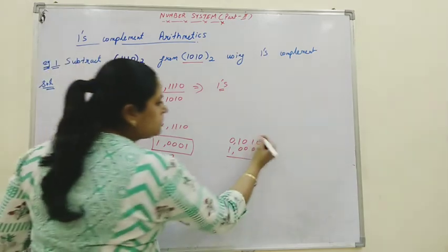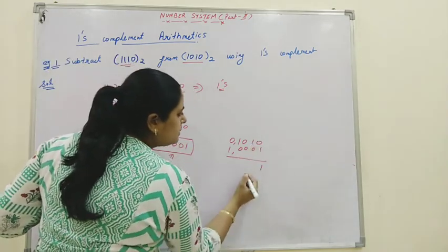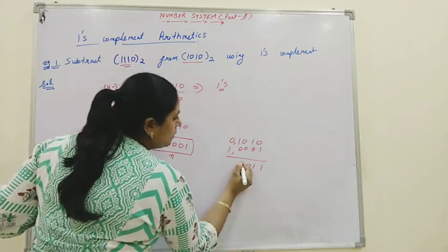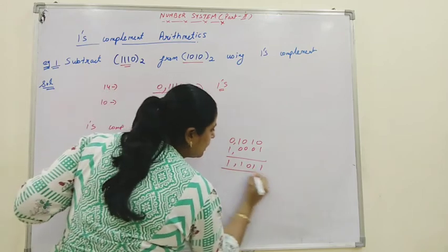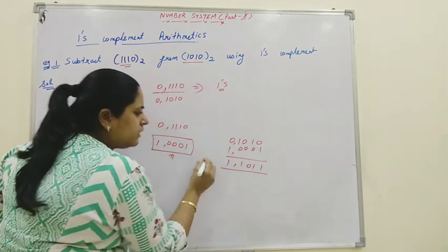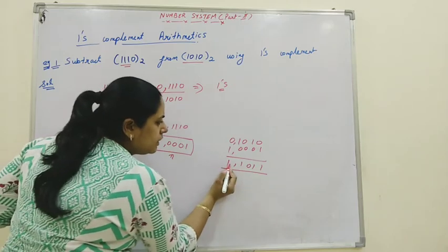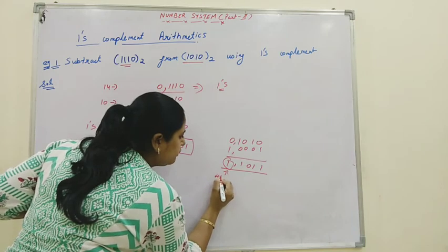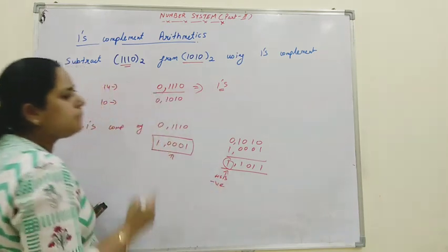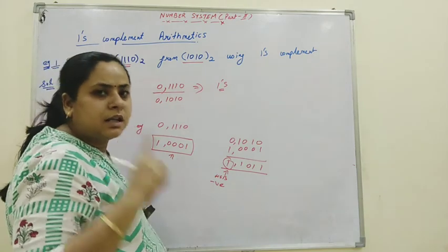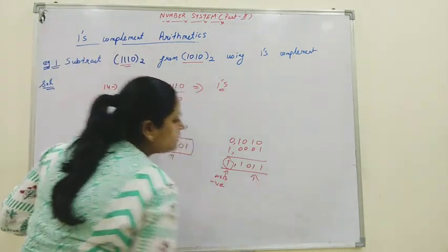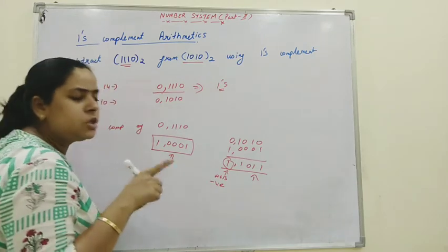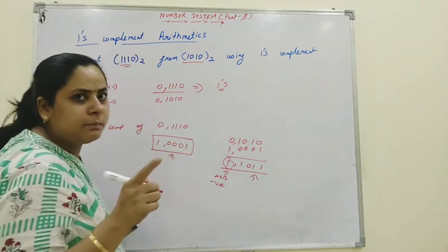By the addition rules we know 0 plus 1 is 1, 1 plus 0 is 1, 0 plus 0 is 0, 1 plus 0 is 1, 0 plus 1 is 1. No carry is left from the most significant bit, and the most significant bit being 1 shows that it's a negative number. The answer which we were expecting was negative only, and this is equivalent to 4, but in 1's complement form.